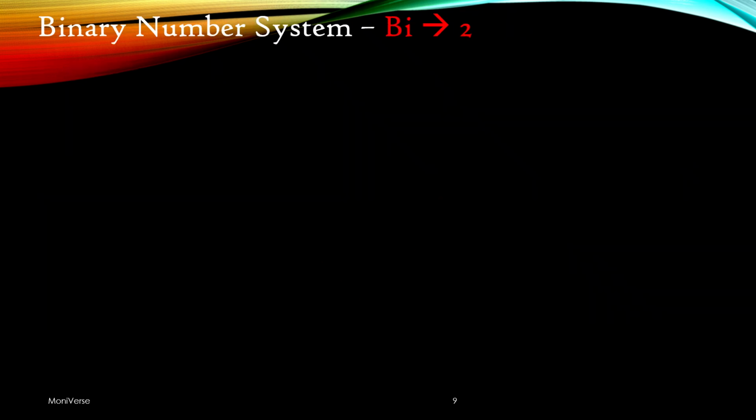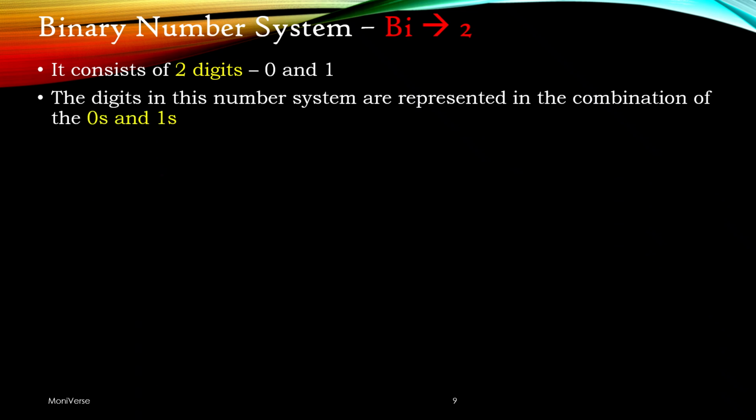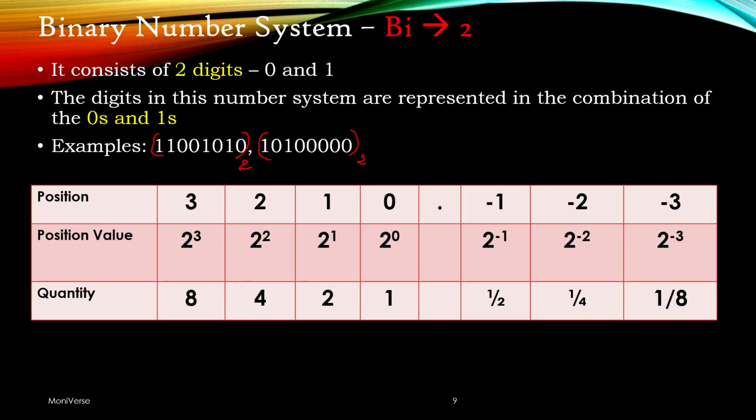Now we can see the binary number system. As the name specifies, bi, it is represented by 2 different digits. The digits are zeros and ones. So all the numbers of this particular binary number system will be a combination of zeros and ones. We can see the example. Usually this will be written inside the bracket with the base value 2, right?